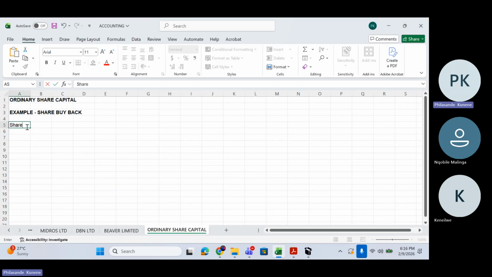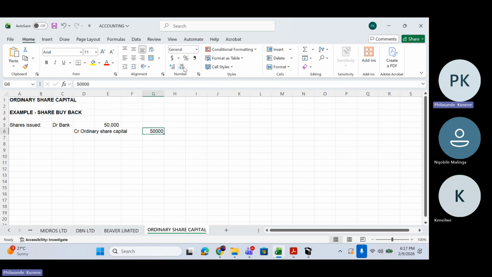Now, shares that have been issued, how do we record them? When I issue shares, I'm going to receive cash as a company, because the company is the one issuing shares. So when we issue those shares, we are going to receive cash. When we receive cash, I'm going to debit bank, and then what am I going to credit? I'm going to credit ordinary share capital, because I am issuing shares as the company. So this is the journal entry that I'm expecting to process whenever we issue shares.